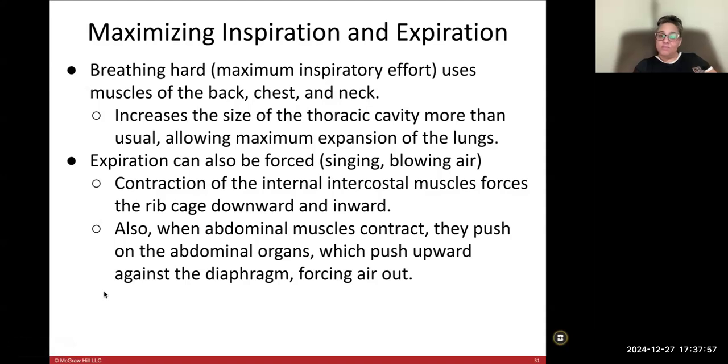Breathing hard, maximum inspiratory effort, uses muscles of the back, chest, and neck. It increases the size of the thoracic cavity more than usual, allowing maximum expansion of the lungs. Expiration can also be forced, like singing or blowing air out. Contraction of the internal intercostal muscles forces the ribcage downward and inward. Also, when abdominal muscles contract, they push on the abdominal organs, which push upward against the diaphragm, forcing air out.